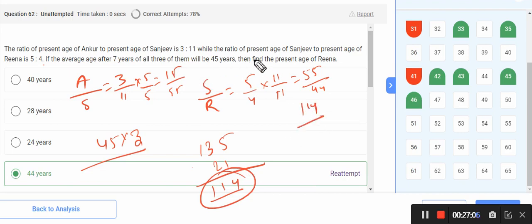What they have asked is the present age of Reena. As we have already calculated the present age of Reena as 44, luckily we got it in the first instance. Even if you want to calculate the present age of Reena from here, you have to add this and this, so we will get 70. If I subtract, we will get 44 as our answer, right?